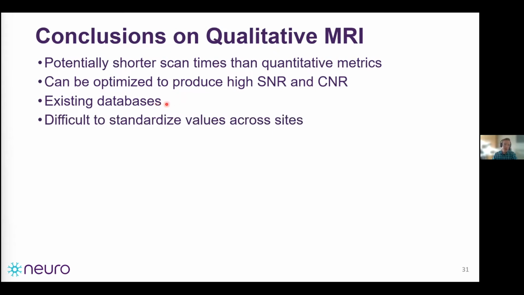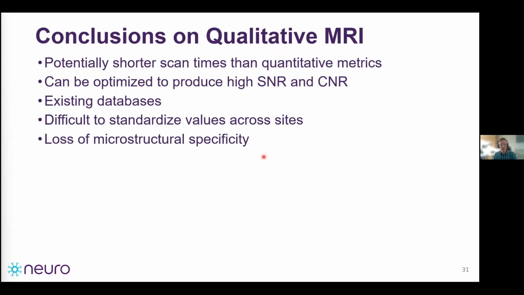There's some cons to it as well. It's not all winning. It's difficult to standardize the values across sites due to changes in hardware, differences in hardware between the sites. And we have a loss of microstructural specificity. An easy example was the T1 divided by T2 weighted, where we lose that myelin specificity because of the increased iron sensitivity with the T2 contrast.